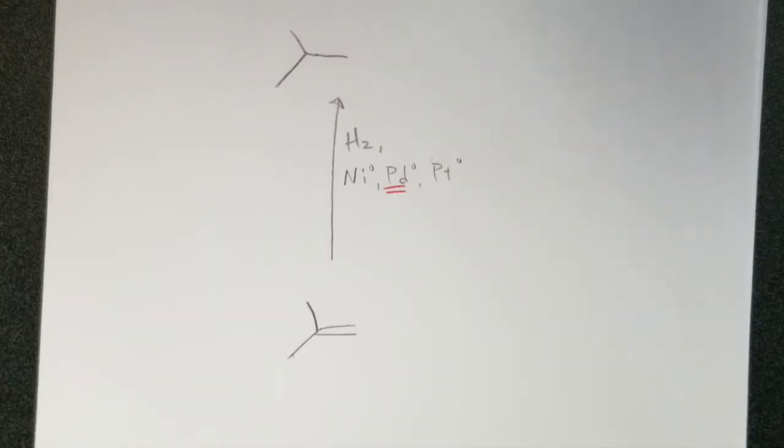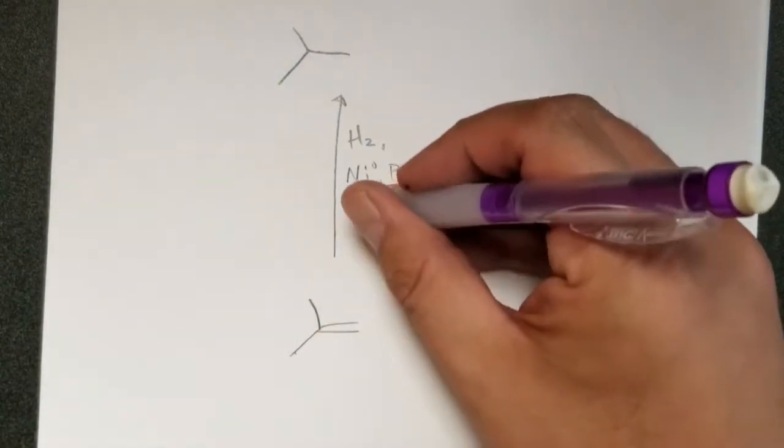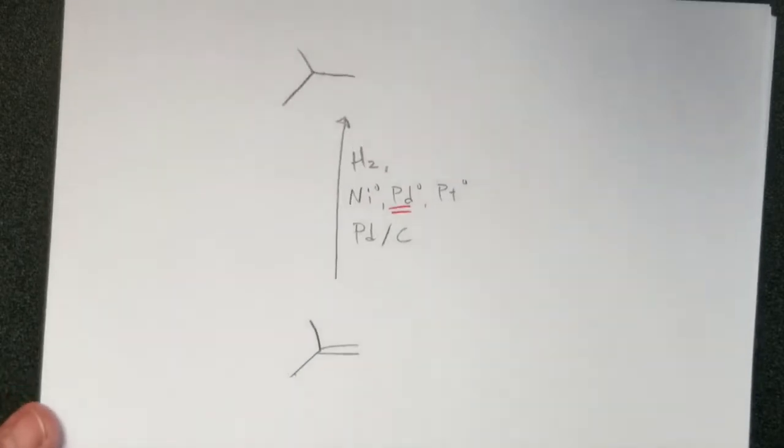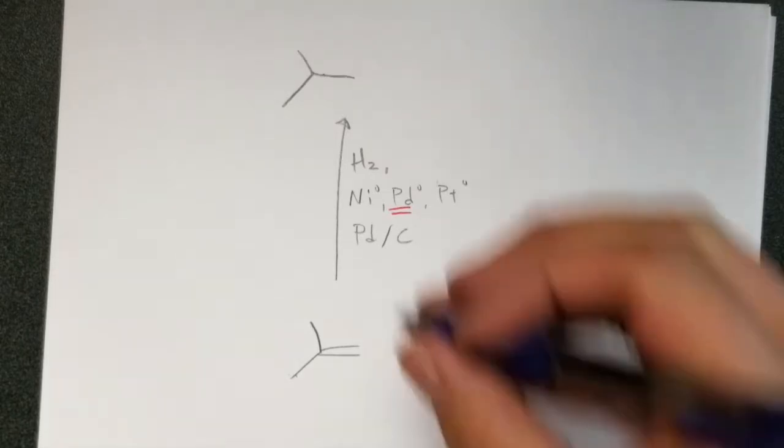What if you only put H2 and palladium? Is that wrong? Well, it should be palladium on carbon. If you don't put the on carbon part in there, I'm not worried about it. But basically, if you want to be totally correct, you should write it as palladium on carbon. What was the name of this reaction? Hydrogenation.